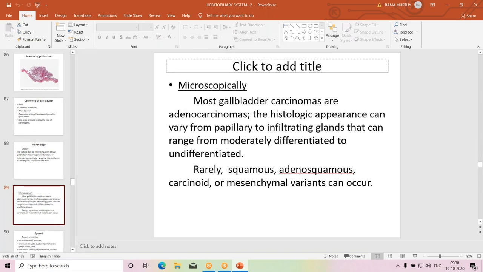Microscopically, both types are adenocarcinomas. Histologically, they may vary from papillary to infiltrating glands that can range from moderately differentiated to undifferentiated or poorly differentiated. Moderately differentiated means there are well-formed glands or papillae. In undifferentiated, there is poor formation of glands. Sometimes there may be squamous metaplasia or adenosquamous type, and carcinoid or mesenchymal variants can also occur.